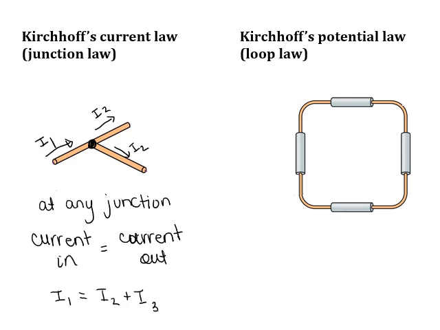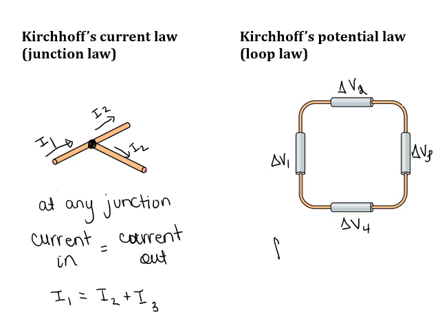The second law, the potential law or the loop law, says that for any closed loop, the net change in potential is equal to zero. So the total amount of potential when you add it up around a closed loop has got to be zero. So if I label the potential across any one of these devices, and we don't really know what these devices are, they're just kind of a mystery box, delta V1, delta V2, and delta V3, and delta V4 for the last one.